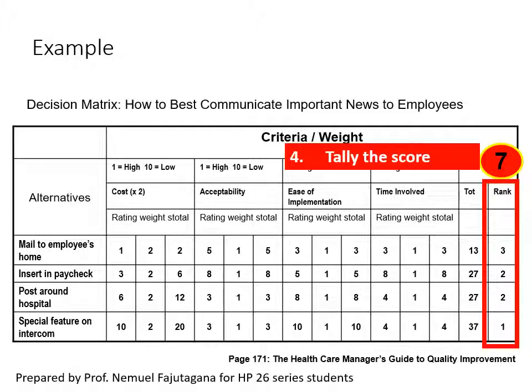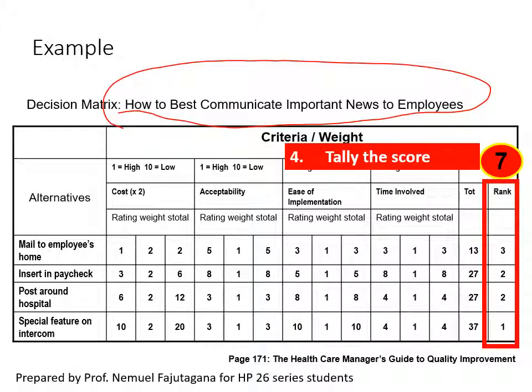If you just really want to know how to best communicate important news to employees, right? So talk about cost, acceptability, ease of implementation, time involved, right? Now you have a more objective way of saying, ito napili natin. Hindi dahil yun ang priority ng iyong boss or something like that. So you have a more objective way of looking at it, okay? So tawag natin na decision matrix.